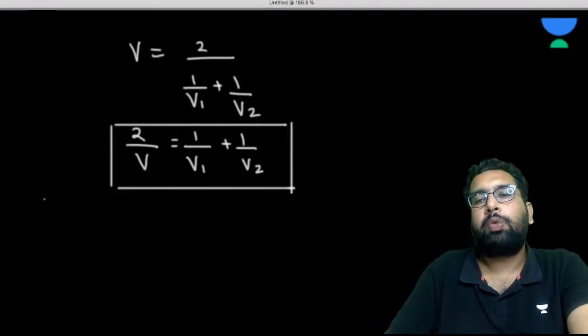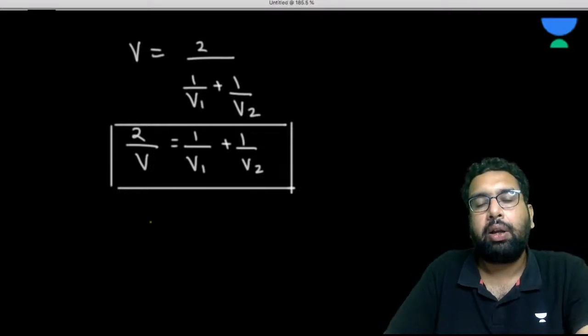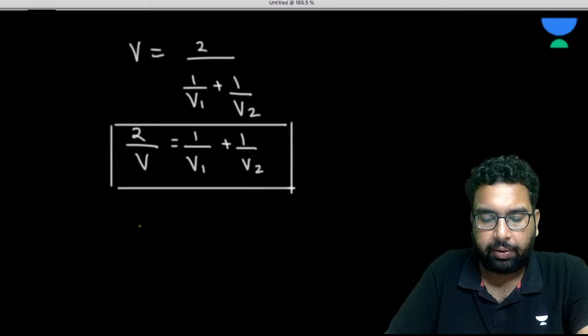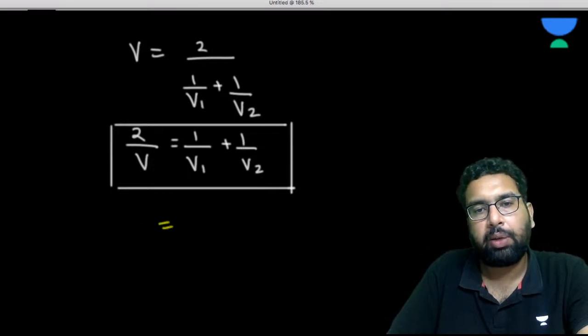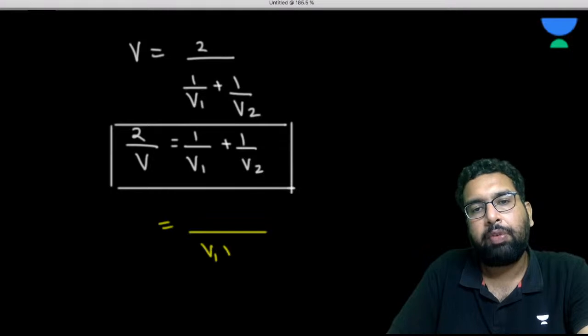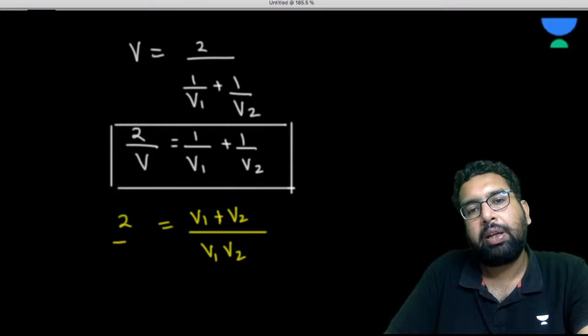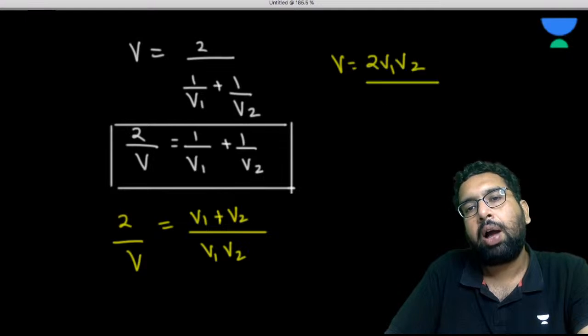Right? Now from here we can also write, so without reading, when you do it, the same thing happens, na? v1 v2 over v1 plus v2 is equal to... and this is going to be 2 by v. So v is going to be 2 times v1 v2 upon v1 plus v2, right?